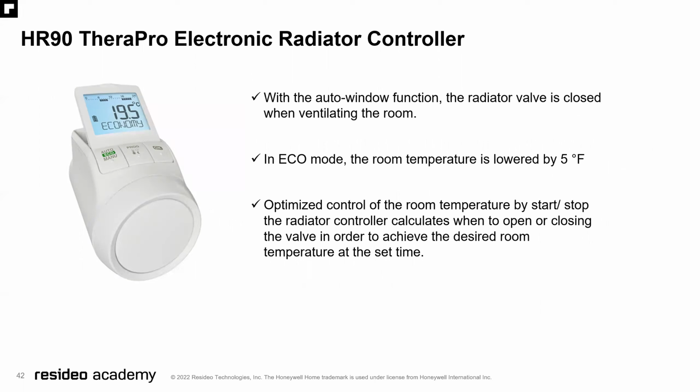In eco mode, it lowers the temperature by 5 degrees. Optimize control of the room temperature by a start-stop of the radiator. Controller calculates when to open or close the valve in order to achieve the desired room temperature at the set time. So it does have an algorithm for reaching set point.